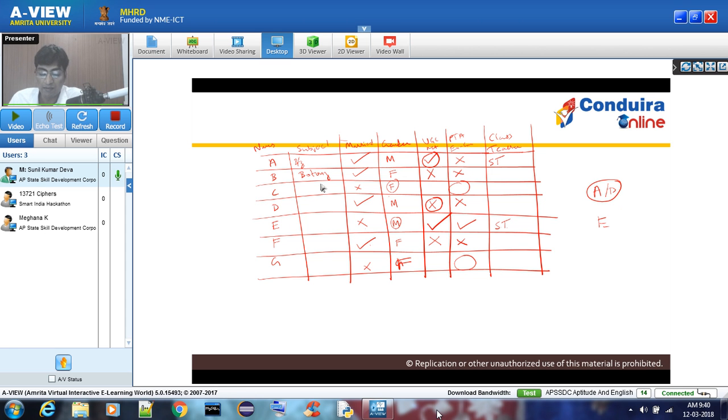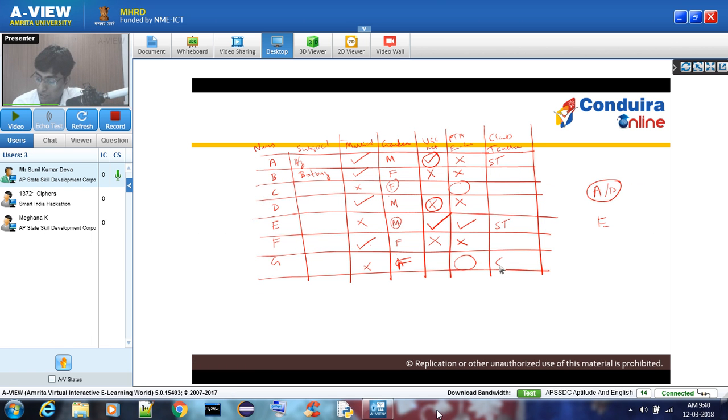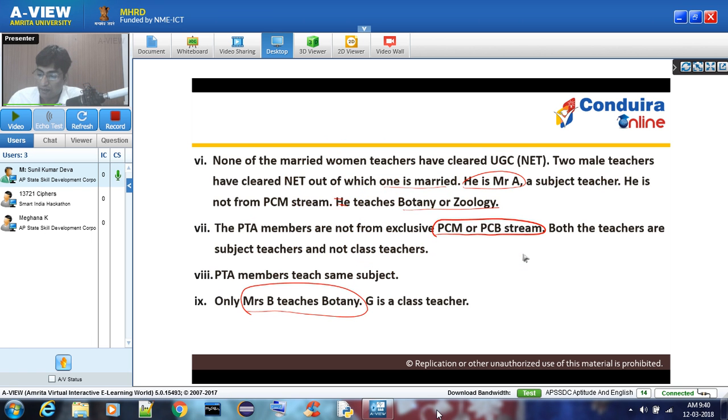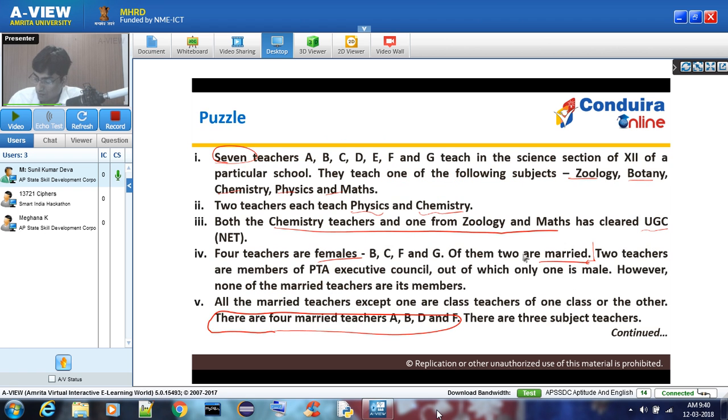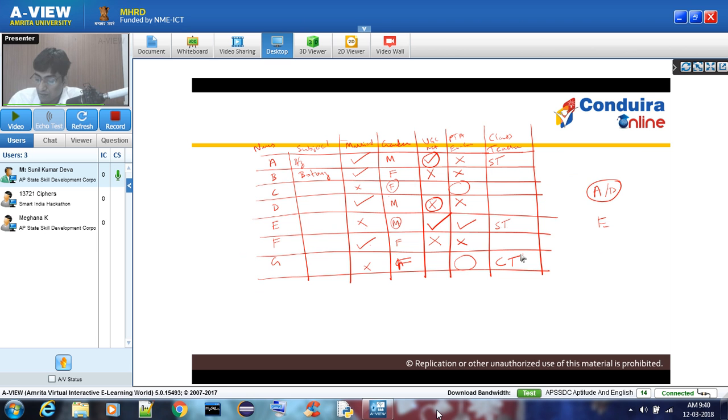Now, he has not been part of our discussion in terms of being a class teacher or anything, but we have one more clue. G is a class teacher. Let's go ahead and write it. G is a class teacher. How many class teachers do we totally have? The three subject teachers and the others are class. So we need to get the third subject teacher also.